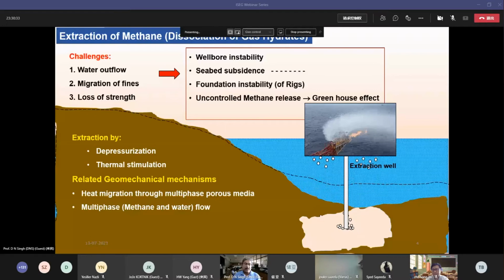Uncontrolled methane release is a very big issue, which is going to cause greenhouse effect. And sometimes you must have read in the literature that because of extraction of the methane, there is a possibility of triggering of tsunami. So this becomes a very interesting, very challenging topic for geotechnical engineers to study and to master.